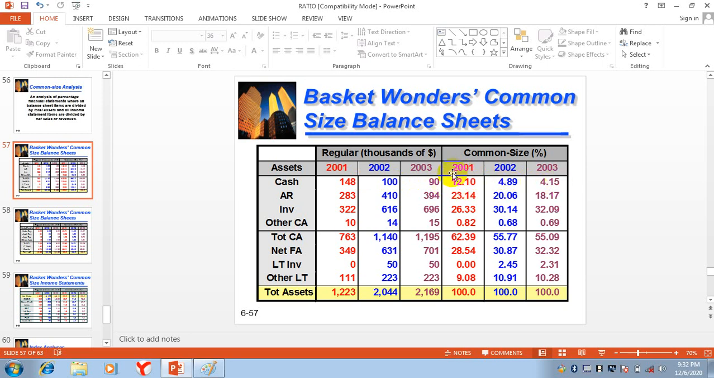This was cash with you. It was either in the bank or in your business, but it was idle cash, 148,000. So out of 148,000, we took 50,000 and invested in long-term investments. Because of this, our cash management becomes good.